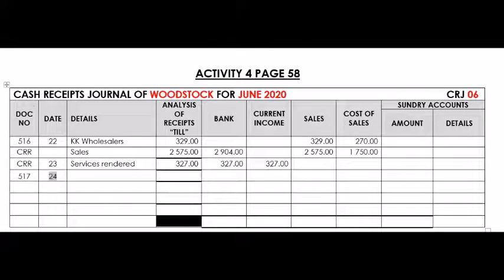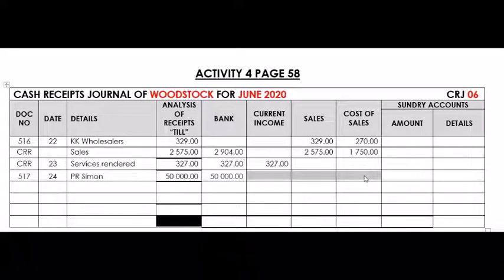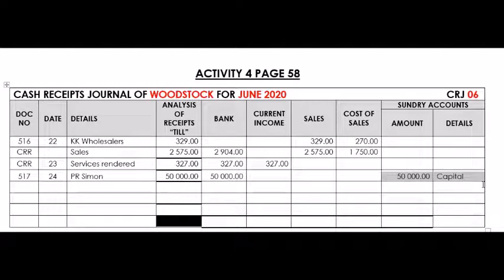The date is the 24th. The details is the owner's initials and surname. She gave the business 50,000 Rand that will go to the till, and it's the only transaction for the day, so you can put the money into bank. We didn't receive the money as services or sales, so don't write anything in any of these columns. Skip them. We received it for capital, and capital doesn't have a column, so we have to record the value in the sundry account section and say that it's for capital.